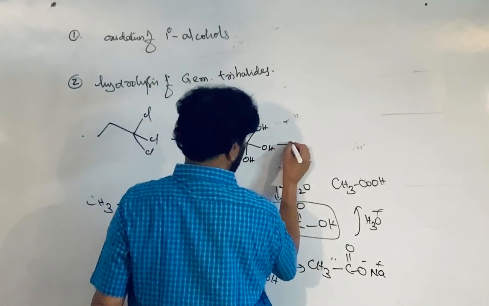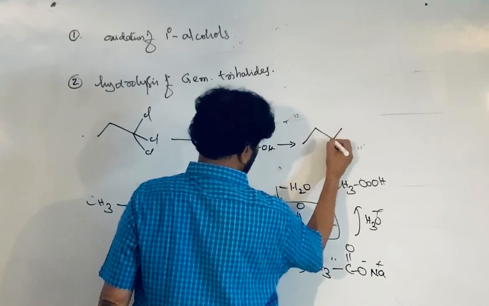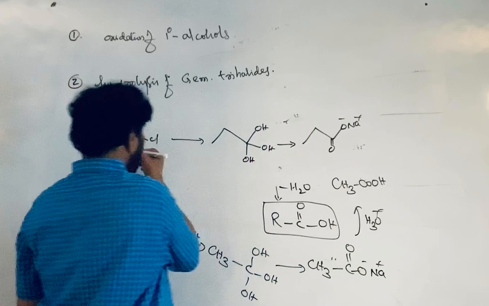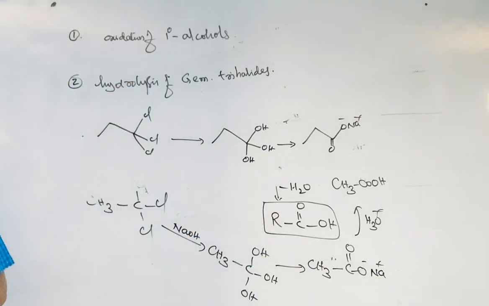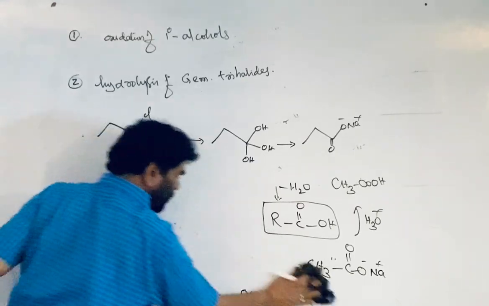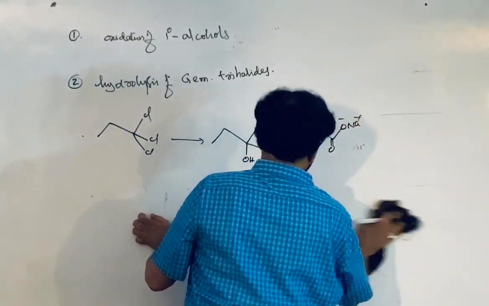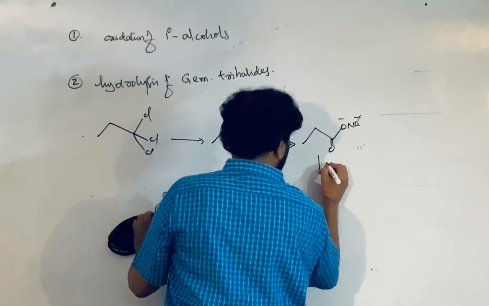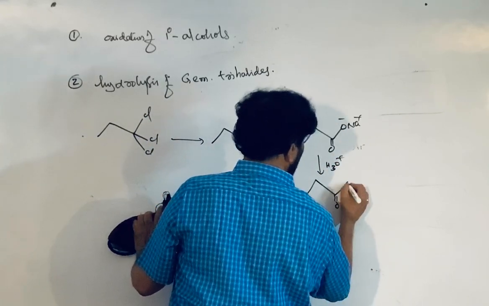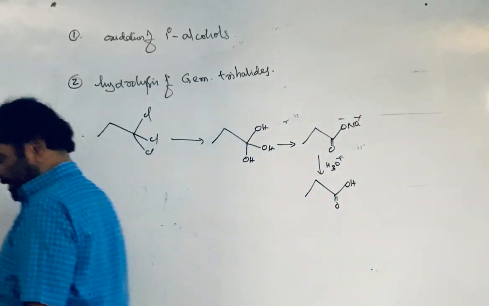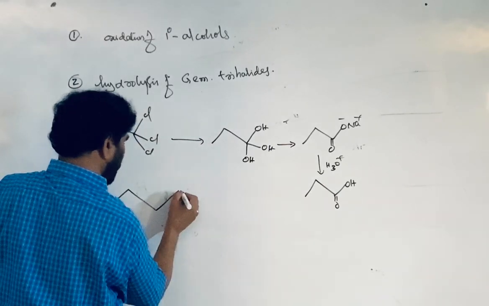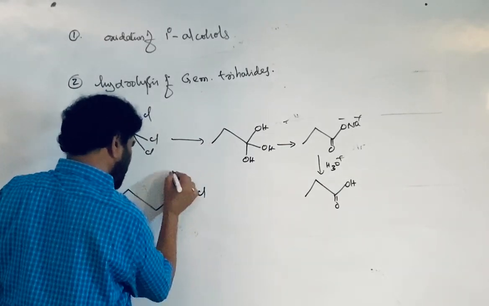This changes into the sodium salt, because the carboxylic acid is produced with sodium hydroxide. Therefore the sodium salt of the carboxylic acid is produced. On acidification you get carbons 1, 2, 3, with OH. Propionic acid is produced. Similarly, with carbons 1, 2, 3, 4 and Cl, Cl, Cl.